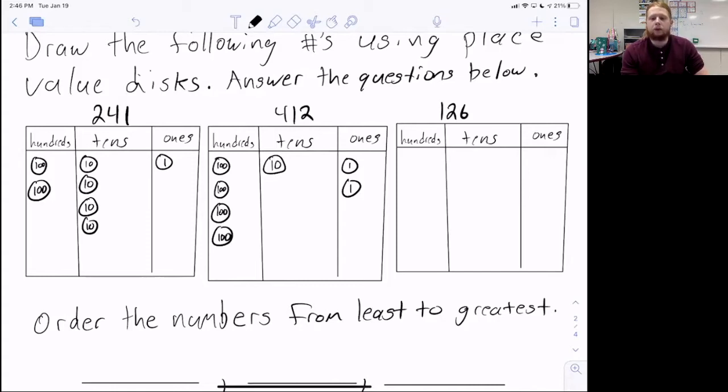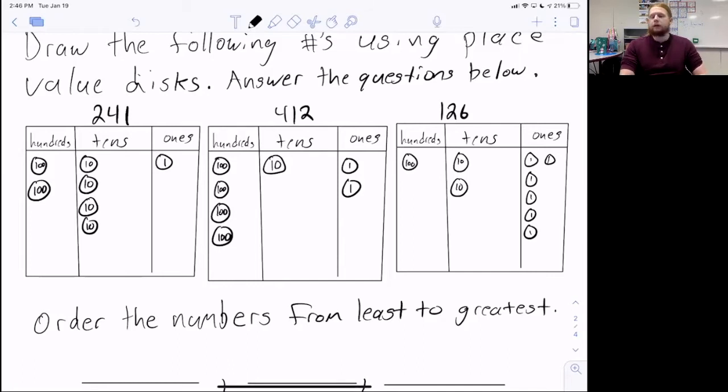All right, 126. How many ones are there? There are 6. 1, 2, 3, 4, 5, going up, 6. We want to do this to keep it looking like a 10 frame. How many tens are there? 2. And how many hundreds are there? 1.